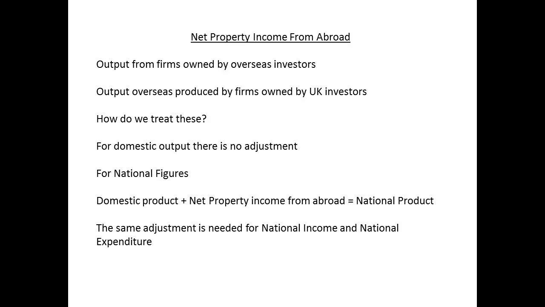What about a firm overseas that is owned from within the UK? The convention here is to take the domestic product and add any property income from abroad to get the national product. The same argument would apply to obtain national income from domestic income and to obtain national expenditure from domestic expenditure.